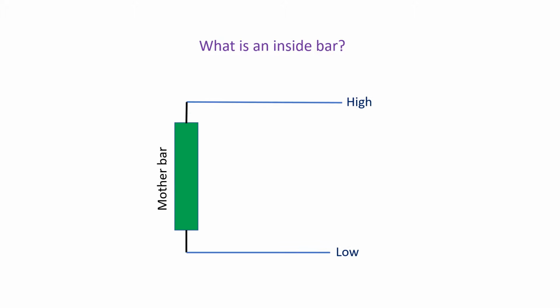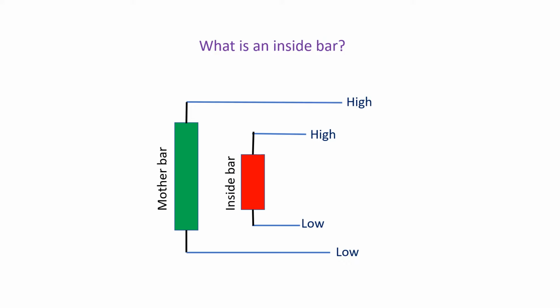The first one is called the mother bar, which could be bullish or bearish, and the second one is called the inside bar. In this pattern, the high of the inside bar should be lower than the high of the mother bar, and the low of the inside bar should be higher than the low of the mother bar. In other words, the mother bar engulfs the inside bar.